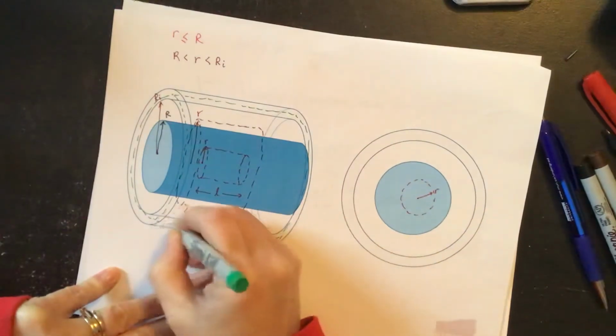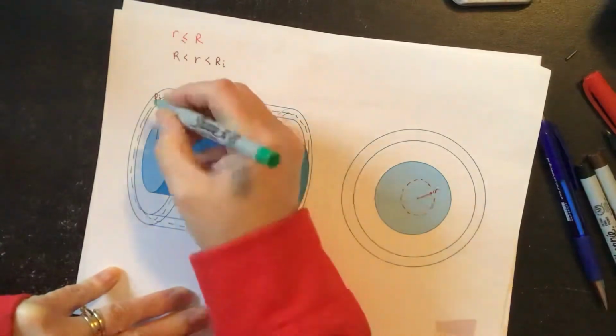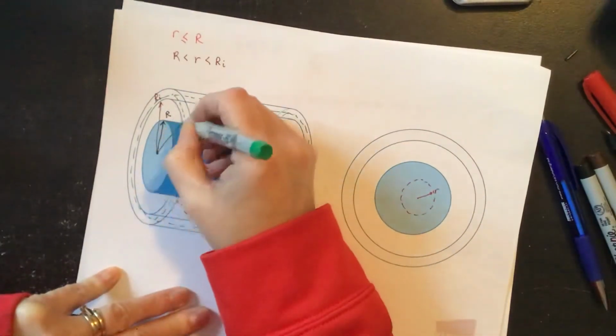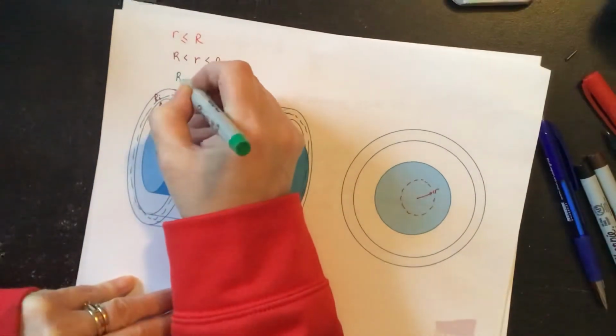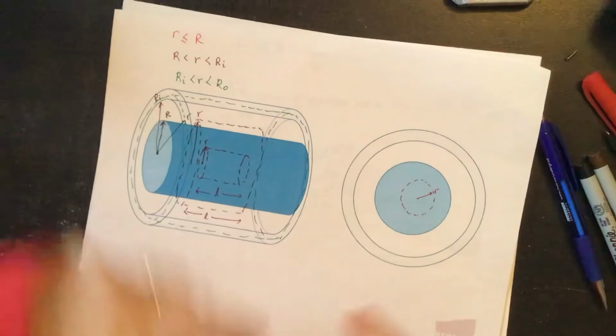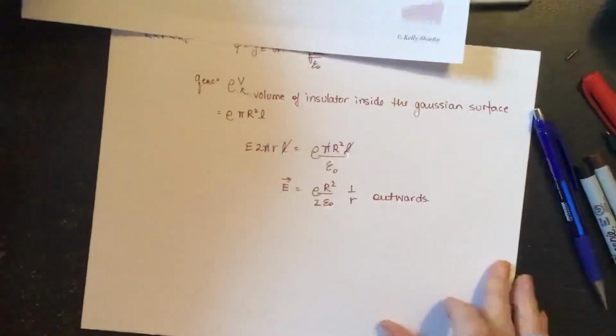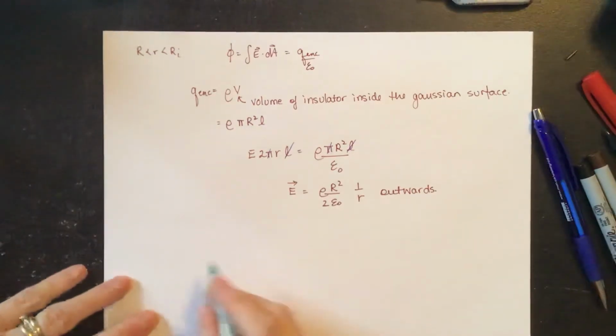I'm drawing them bigger and bigger so that my picture doesn't get too messy and you can see all of the different pieces. So that's the radius of my Gaussian surface: Ri less than R less than Ro. Do this one in green. This one is just something you're supposed to know off the top of your head.